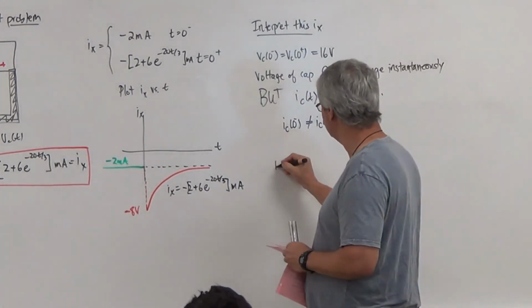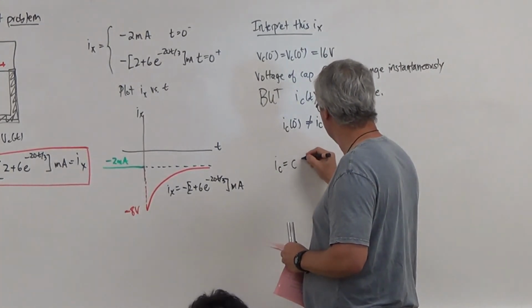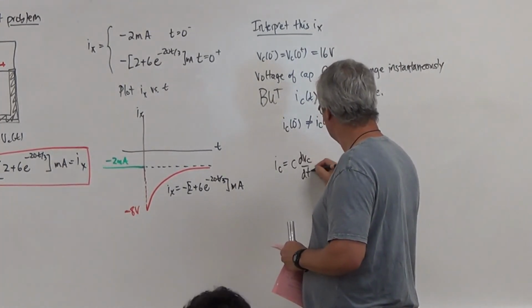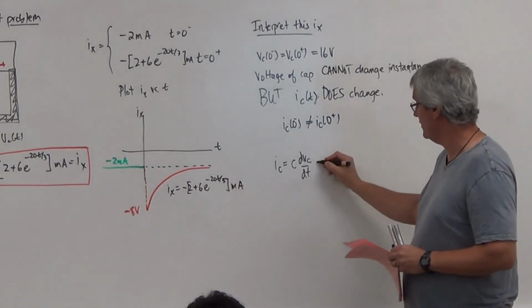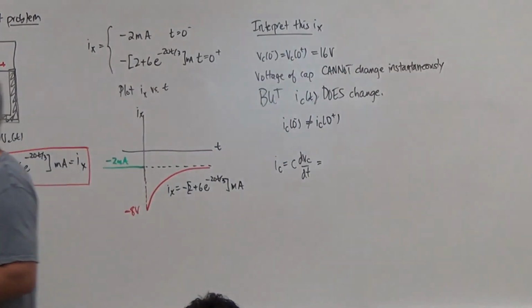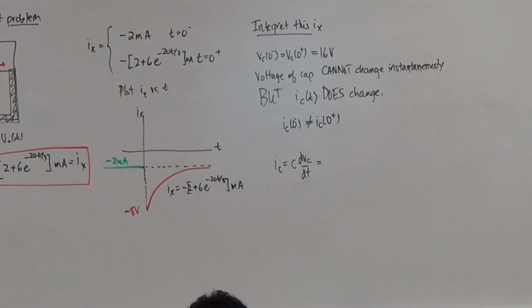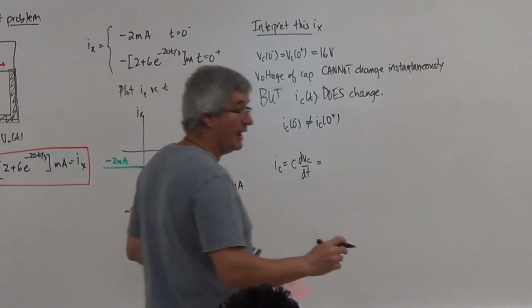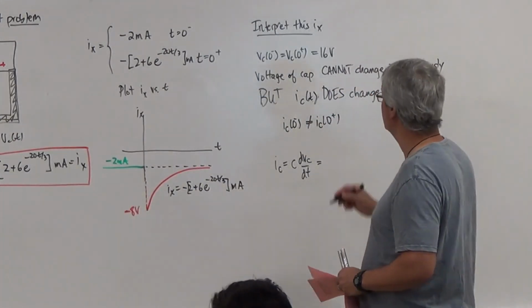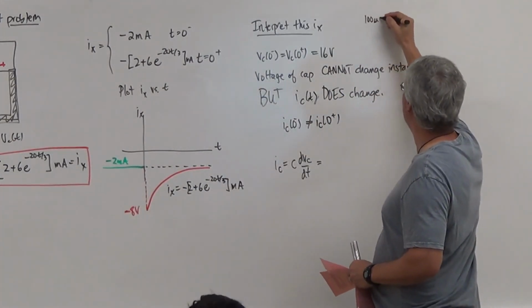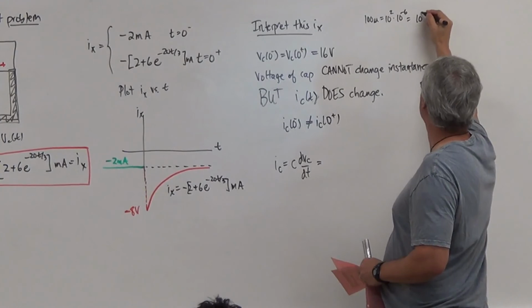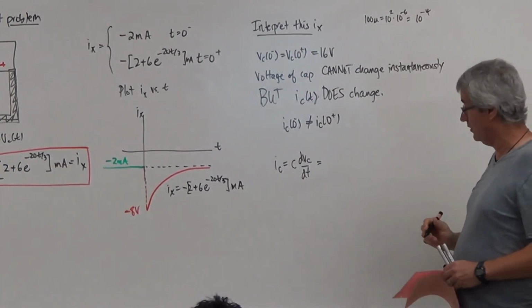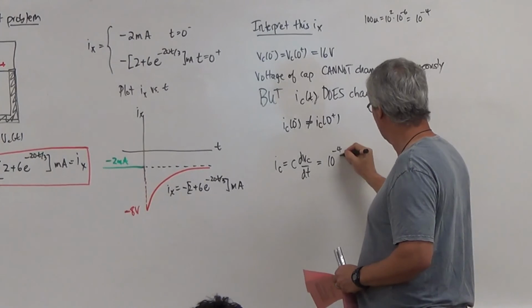So let's check this out. If I look at IC here, it has to be what? C dV dt. So if I look at my numbers, for C, we saw that C was what? 100 microfarads. So I'm going to put that as a number now. 100 microfarad is 10 to the 2 times 10 to the negative 6, which gives me 10 to the negative 4.